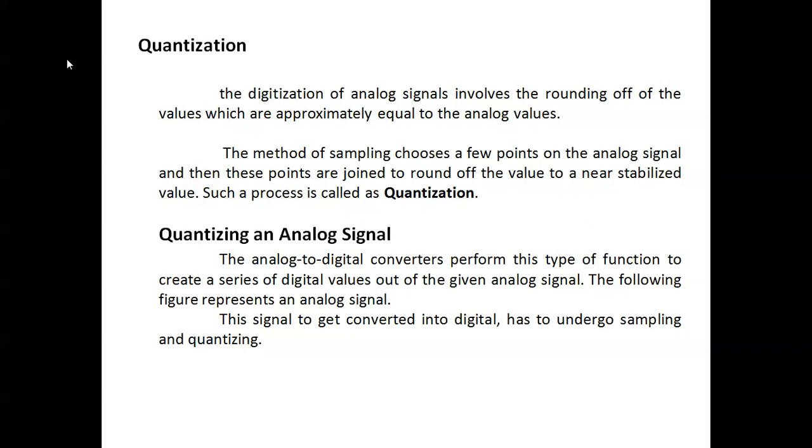There are two steps: one is sampling, another one is quantization. In sampling, we take samples of the entire data. That means a piece of data is taken from the entire data. Do you know what the sampling rate is? The sampling rate is how many samples are taken within a second or within a minute.